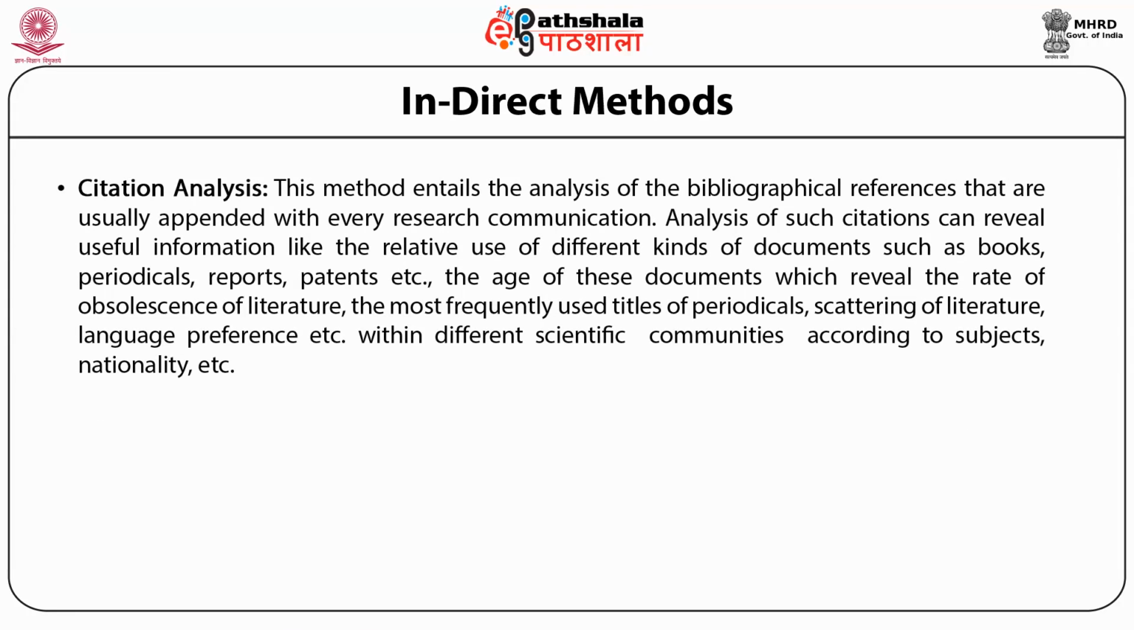Citation analysis. This method entails the analysis of the bibliographies that are usually appended with every published piece of research. Analysis of such citations can reveal useful information like the relative use of different kinds of documents such as books, periodicals, reports, patents, etc. The age of these documents, which reveals the rate of obsolescence of literature, the most frequently used titles of periodicals, scattering of literature, language preferences, etc. within different scientific communities, according to subjects, nationality, etc.